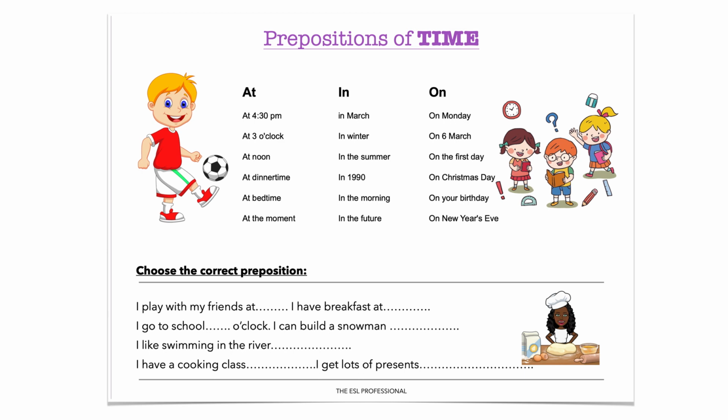Prepositions of time. So these three prepositions, at, in, and on, can be the prepositions of time and the prepositions of place. So we're going to look at the concept of time. At what time? Okay? Or in March, what month? Or on Monday, on that day, or on your birthday. So we're using at, in, and on.